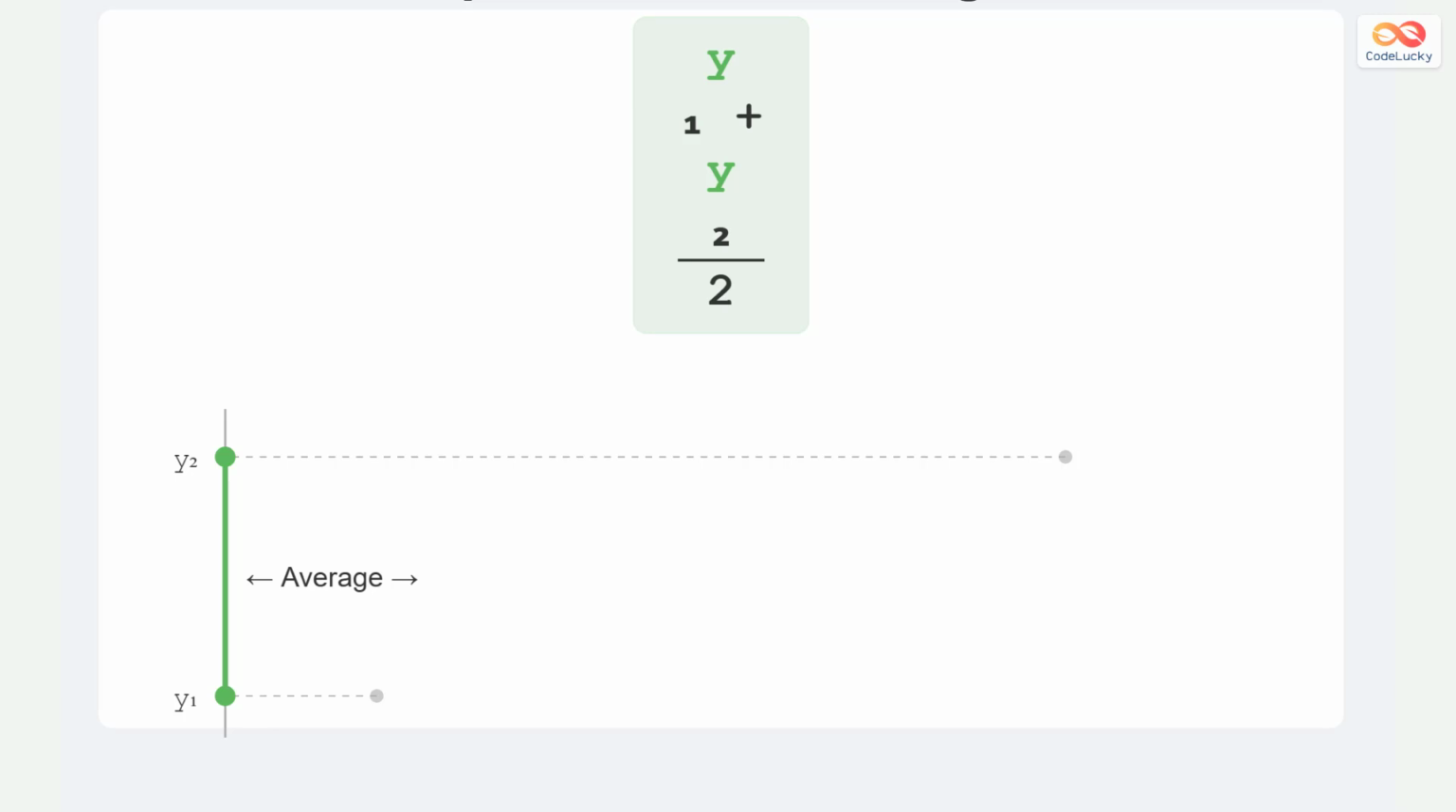Step 2 is very similar, but this time we focus on the y-coordinate. To find the vertical location of the midpoint, you find the average of the two y-coordinates. You add y1 and y2 together, and then divide that result by 2.